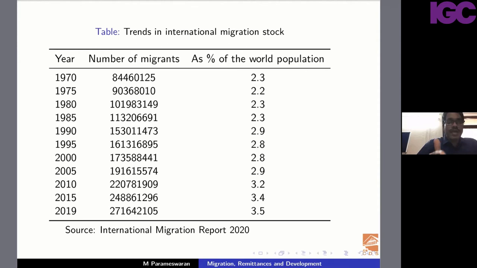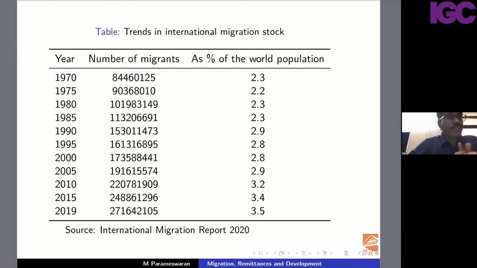For our purpose, it may not have big implications, because our concern is essentially developmental impacts in the origin countries. Those who are permanently settled may not send any remittances back. So there may not be any economic impact on the origin countries from those who took citizenship in these countries. But it may have an impact on cultural aspects, the social and cultural issues, in the destination countries.